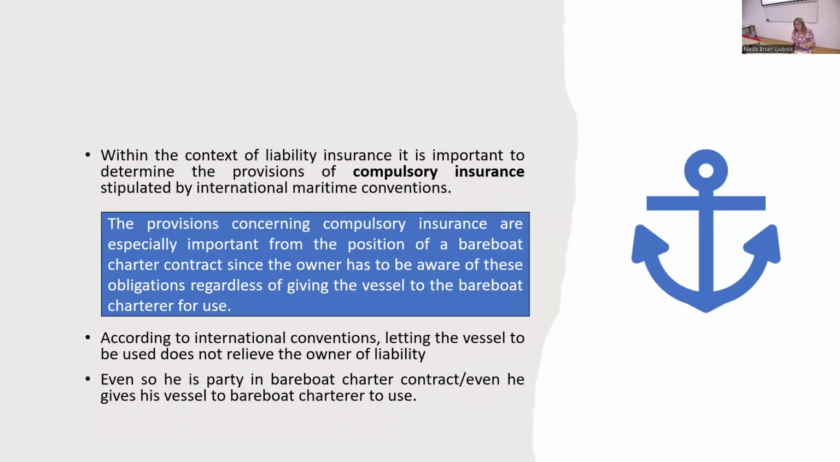So we have the owner as a party in the bareboat charter contract. Even though he is a party in the bareboat charter contract, and even though he gives his vessel to the bareboat charterer to use, letting the vessel be used by the bareboat charterer does not relieve the owner of liability. So the provisions concerning compulsory insurance are especially important from the position of the bareboat charter contract, since the owner has to be aware of these obligations regardless of giving the vessel to the bareboat charterer for use.